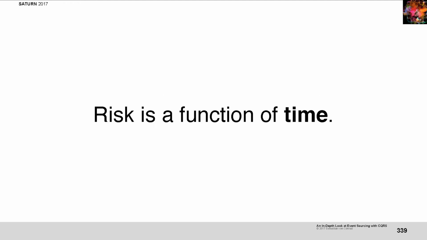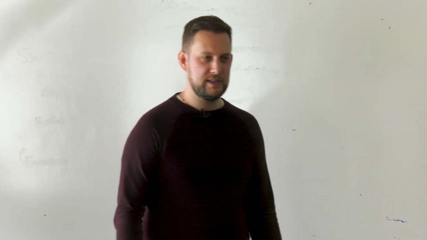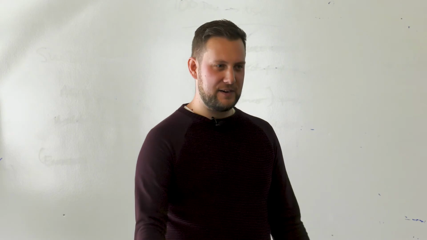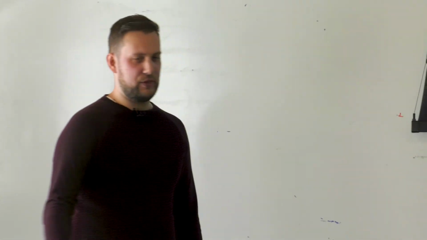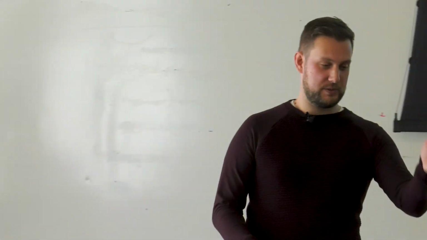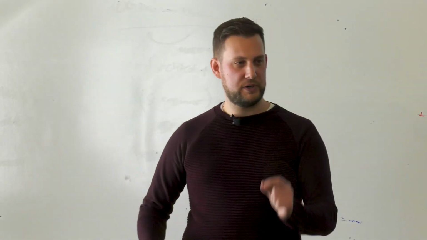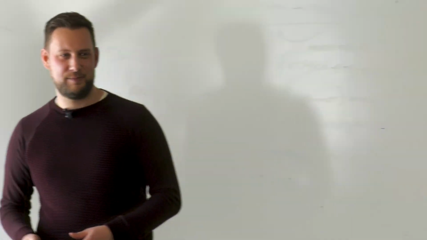And what it comes down to with eventual consistency is that risk is a function of time. I often ask people, how many people think that a nanosecond of eventual consistency is okay? Few people at least? Yeah. I would say that most people think that a nanosecond of eventual consistency is totally fine. How many people would say that a month of eventual consistency is fine? Very, very few people, right? That's great. It means that at some point between 1 nanosecond and 1 month is your threshold for how much eventual consistency you are willing to accept.